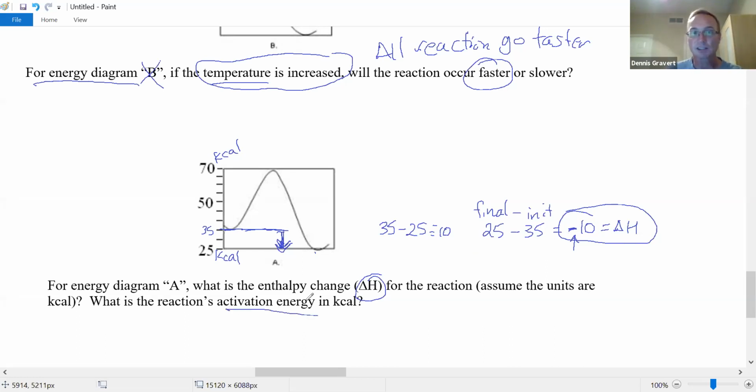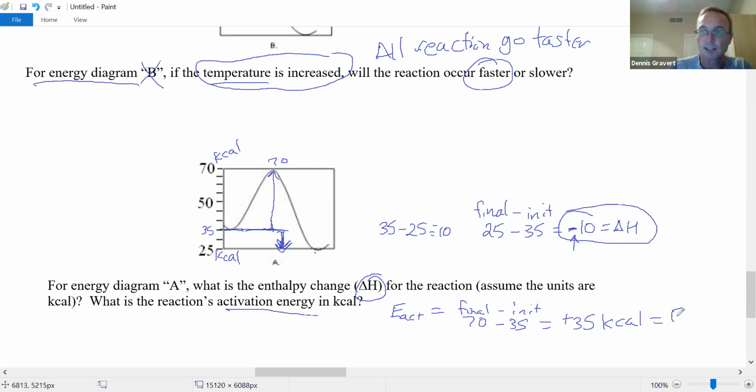What's the reaction's activation energy? Okay, that's where you start, 35, and where do you end up? You end up at 70. And so the activation energy is equal to final minus initial again, 70 minus 35. You end up at 70, the top of the hill. You start at 35. That's also 35. What's the sign? Well, you started low and you ended high, you went up. It was an increase. It's a positive 35 kilocalories. Ooh, that's your activation energy.